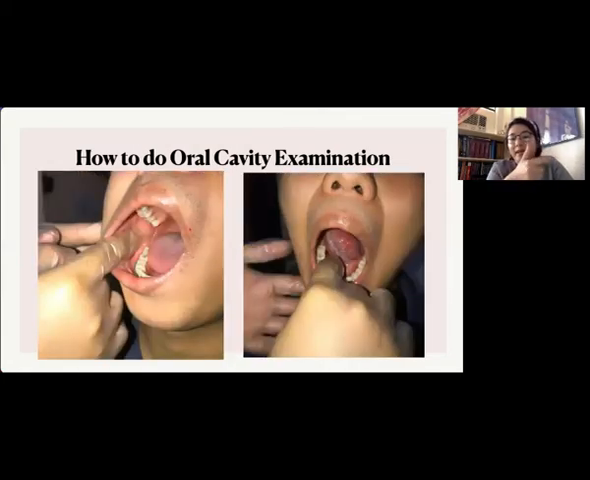And then you also do bimanual examination. So you palpate everything. If there is a mass, you palpate it, and then you feel its texture, its consistency, and if there is any bleeding. Also note if the patient has dental caries.